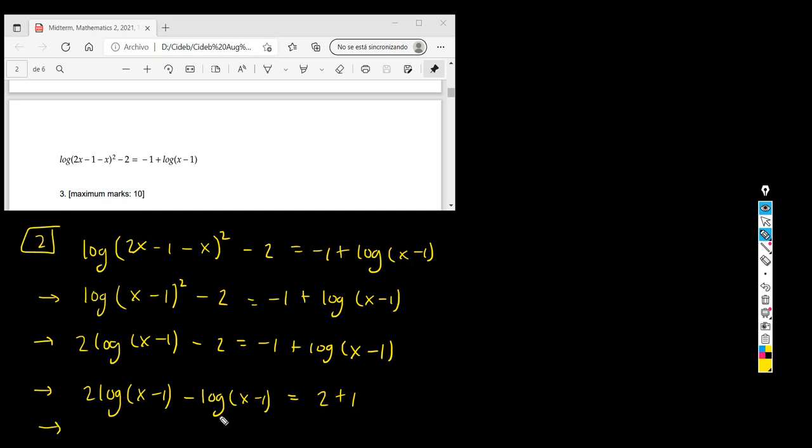And then this minus this, they are like terms. 2 times the logarithm of x minus 1 minus the logarithm of x minus 1, that's simply the logarithm of x minus 1, right? Equals 3. Okay, and we continue over here. So once again, what does this mean? The logarithm base 10 of x minus 1 equals 3. That means that I feel like I did something wrong. Yeah, I got the feeling that I did something wrong. This is wrong.